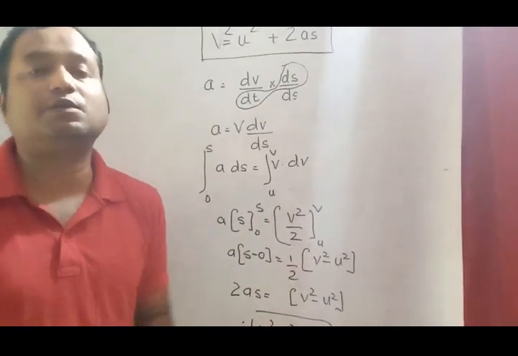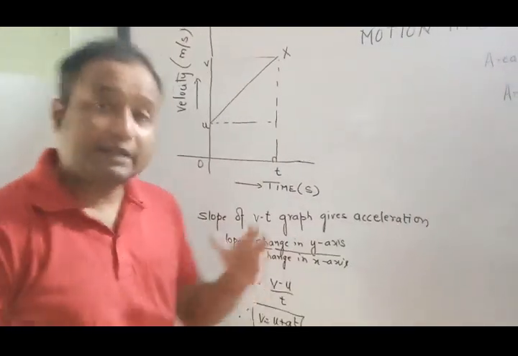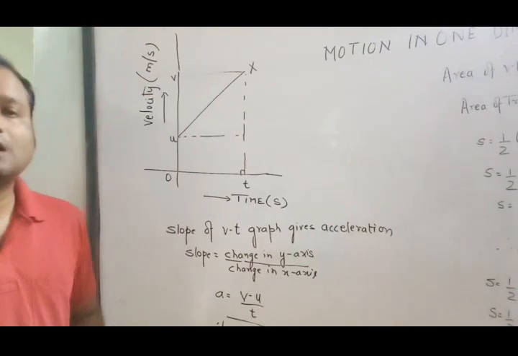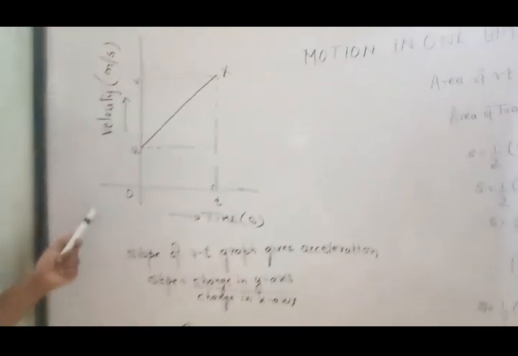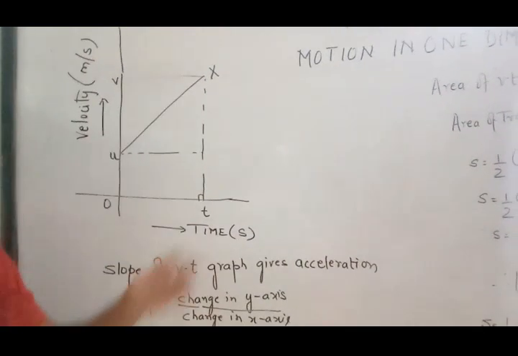Deriving again these three equations by the analytical method. Students, now I'll be deriving again the equations of motion by the analytical or graphical method. For this, I have made a graph. As you see, this is a velocity time graph. Velocity I have taken on the y-axis, time on the x-axis.